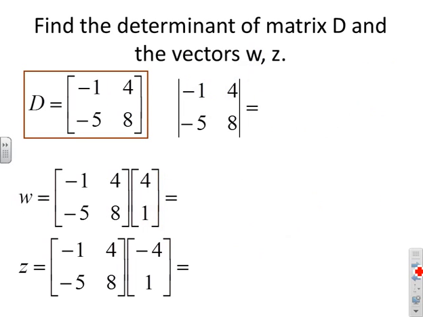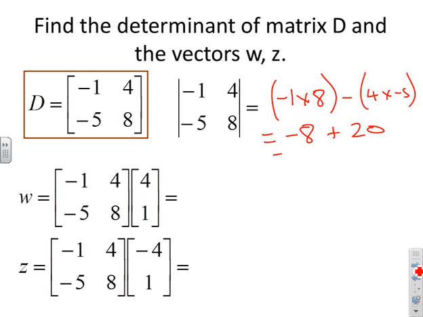Different example on here to show the effect on the scaling of different vectors. So I've got a matrix D, and I want to find the determinant of the matrix D. So again, as normal, I do the diagonals, minus 1 times 8, minus the product of the off diagonals, 4 times minus 5. So that's going to give me minus 8 plus 20, which equals 12. So the determinant in this case is 12.